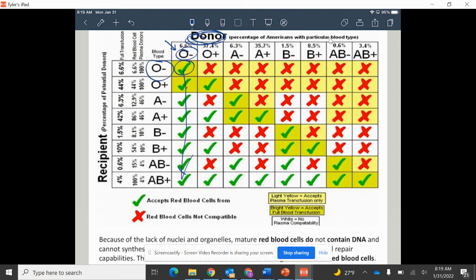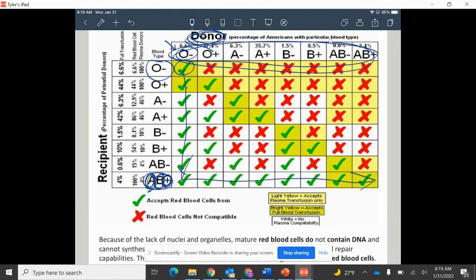Now, we call AB positive people the universal recipient. Notice they can get blood from anybody here. Why? Well, they already have the A protein. They already have the B protein in their blood. They already have the Rh protein. There's nothing that you can give them that they haven't seen. They'll recognize everything, whether it's an A, a B, or an O, from anybody up here. They'll recognize that as somebody who's supposed to be there.